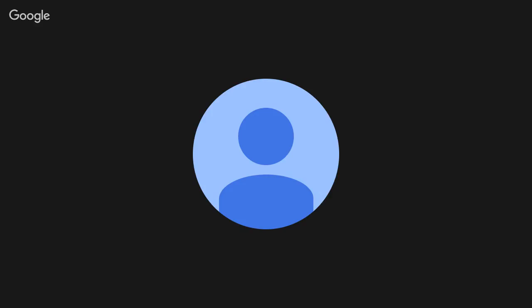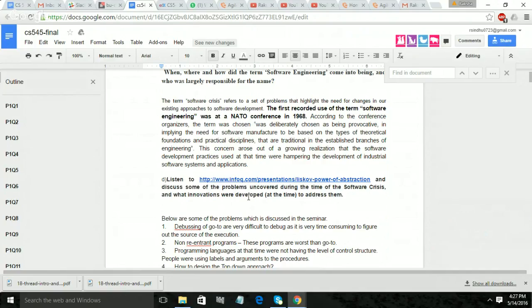Yeah, but in this you need to add who invented it, who was responsible for the name. The name was coined by some guy from Germany, Edgar Dijkstra, in 1972. You can easily find it on Wikipedia. So you can add his name over here. That's the only thing. It is clearly written who was largely responsible for the name, so you can write his name. Okay.